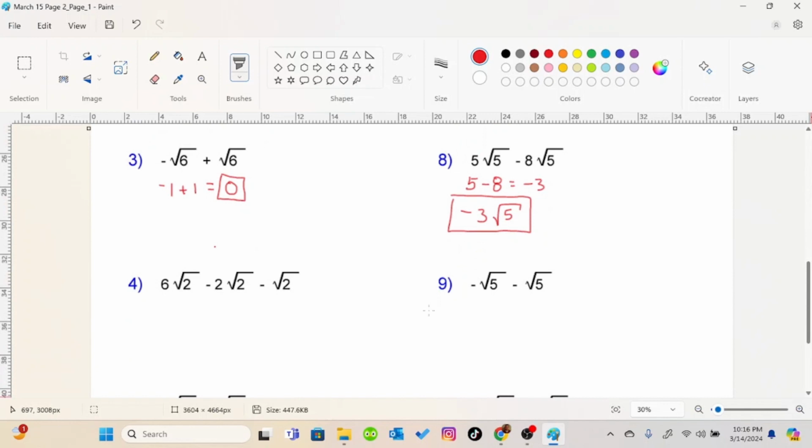Number 4. These are all square root of 2, so we can combine them. So we have 6 minus 2 minus 1. 6 minus 2 is 4, and 4 minus 1 is 3. So our final answer is 3 square root of 2.